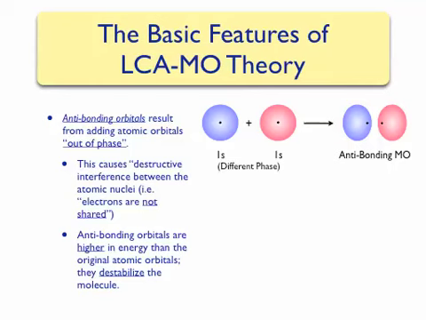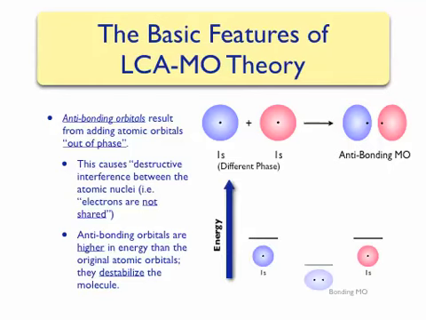If we take a look energetically at our antibonding orbitals, they tend to be higher in energy than the original energies of the atomic orbitals, and higher in energy than the bonding molecular orbital. This is because this orbital does not promote electron sharing.